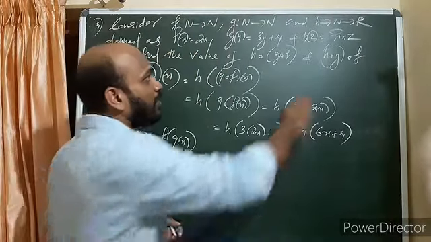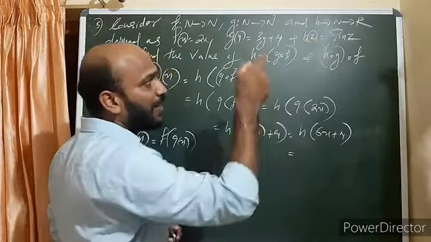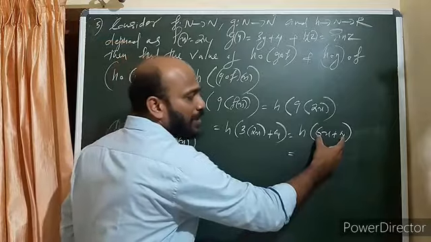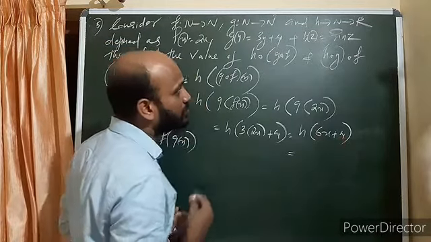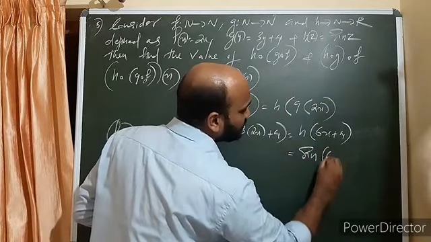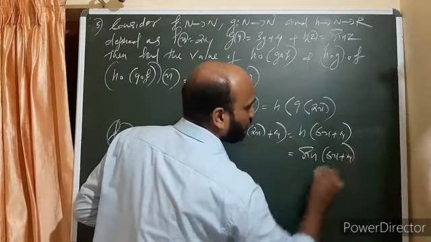Now we want to find h of 6x plus 4. For h, you have to use the third definition: h of z equals sin z. So in place of z you have to substitute 6x plus 4. So this will be equal to sin of 6x plus 4.